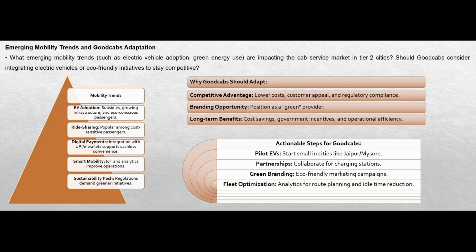Emerging mobility trends and Good Cabs adaptation. In this slide, I highlight emerging mobility trends such as the adoption of electric vehicles and green energy, which are reshaping the cab service market. Particularly in Tier 2 cities, integrating eco-friendly initiatives and electric vehicles can help Good Cabs stay competitive while meeting the growing demand for sustainable transportation.